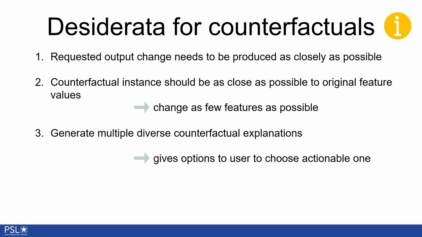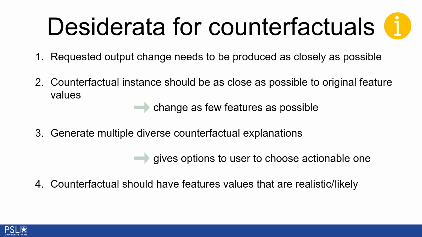The third property is that the algorithm producing counterfactuals should ideally generate multiple diverse counterfactual explanations so that the user has a number of different options from which they can choose the actionable one. Finally, counterfactuals should have feature values that are realistic and likely to occur in real life. Otherwise, they would not be actionable. Several studies have developed algorithms that generate counterfactuals based on these desired properties.